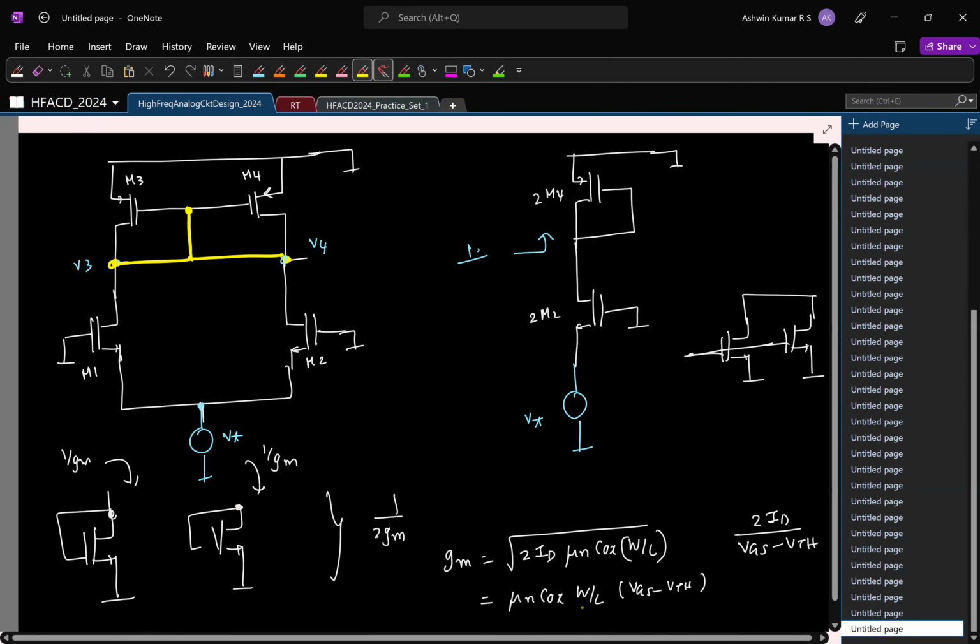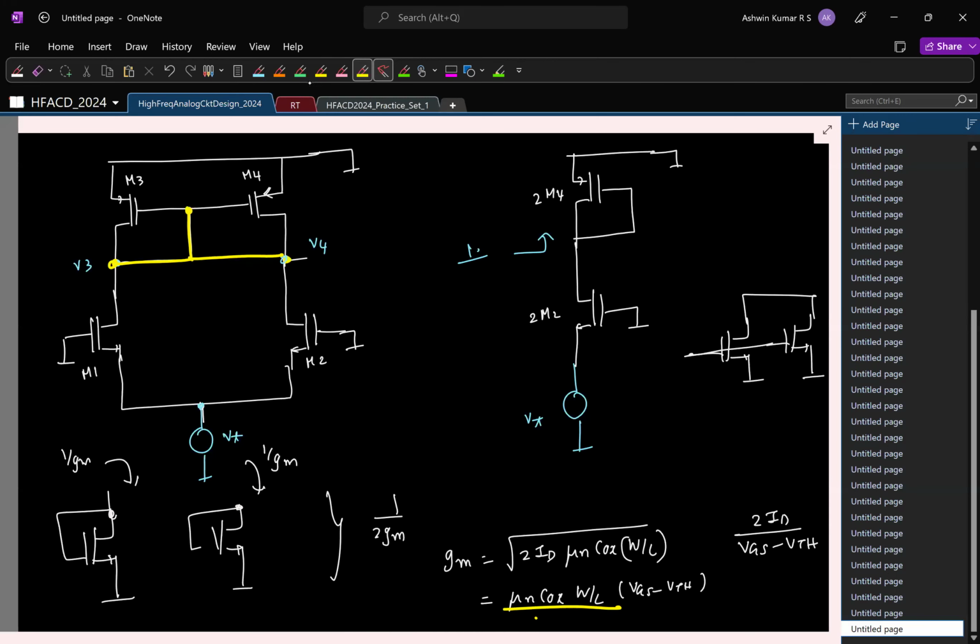Okay, sorry, mu n C ox. Oh, okay. I didn't realize this is getting cut. This is mu n C ox W by L into (VGS minus VTH). Okay, sorry.